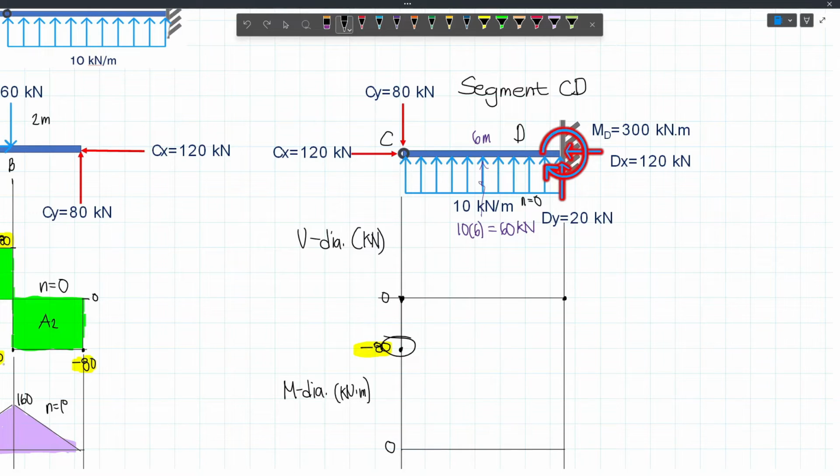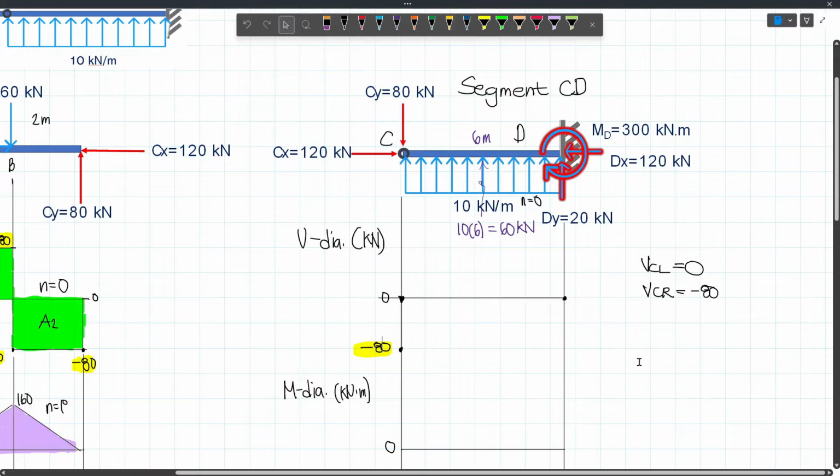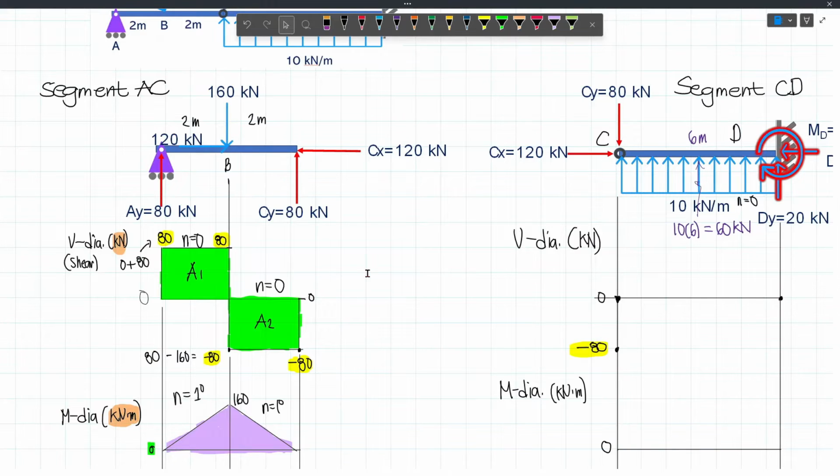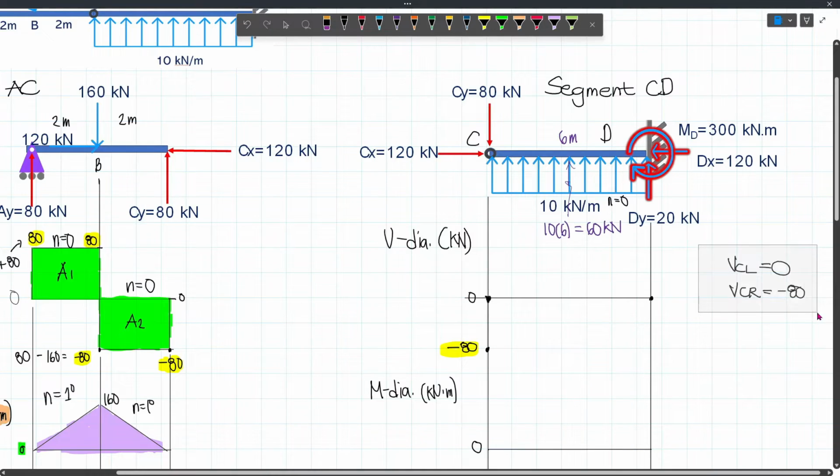Now, if we are to write our solutions, we have VCL, or the left shear value at C, that will be 0. Because, diba, we started from 0. And then our VCR, or the right shear value at C, that will be negative 80, which is this value. Again, just a reminder, if we have a concentrated load, we have left and right shear values, just like dito. However, I just did not show that earlier because it will be time consuming. However, I am just showing this one again for you to internalize the concept.